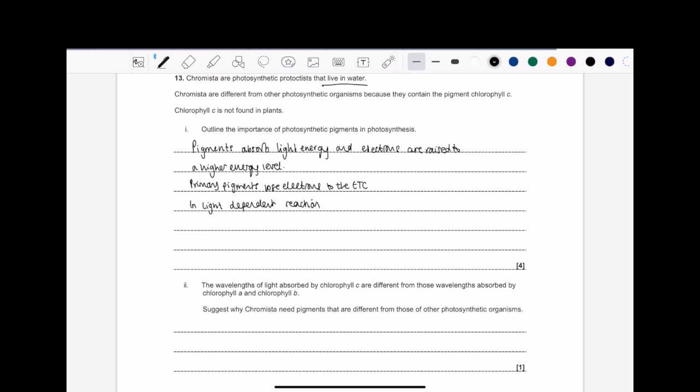It says here, well, why does it need different pigments to other organisms? Well, very easy. You would just say the point that some wavelengths of light don't reach the depths of water, and that's it. Because honestly, when you think about it logically, it makes sense. Some wavelengths just can't penetrate through oceans or water, and so that's why the chromista needs other pigments so that it can still absorb wavelengths of light to allow for photosynthesis to occur. And yeah, that's a bog standard answer.